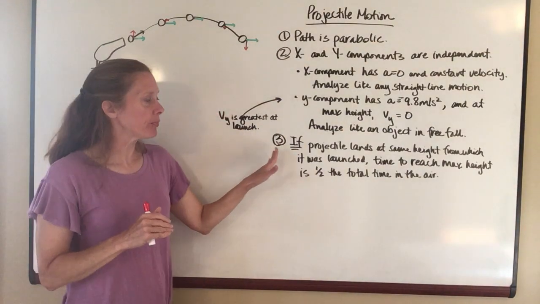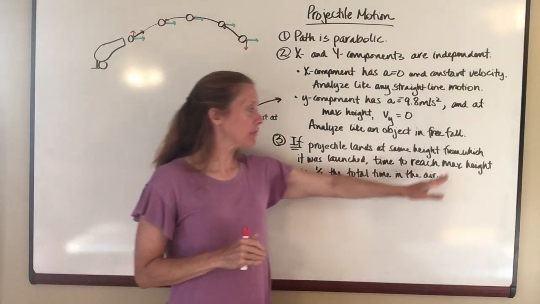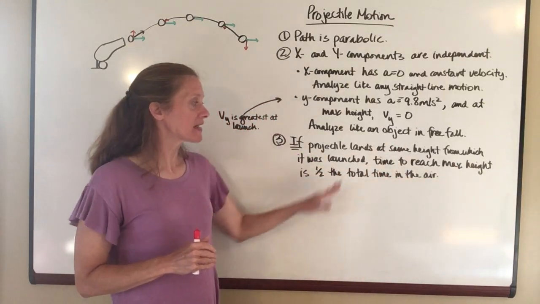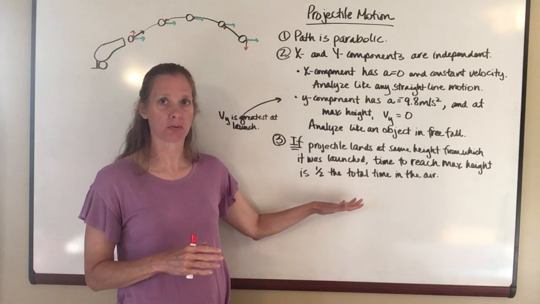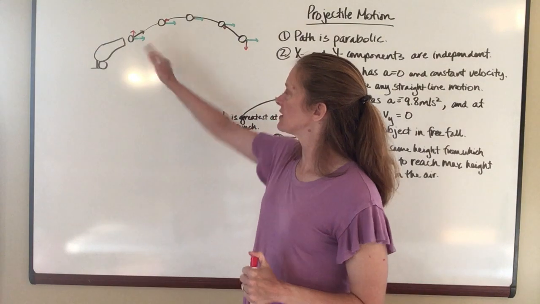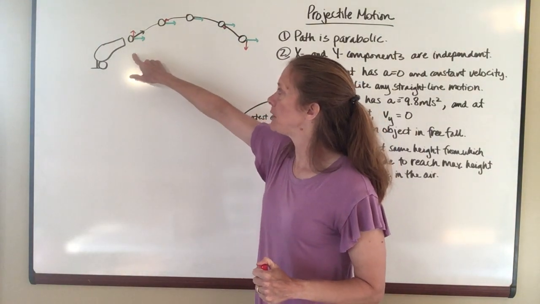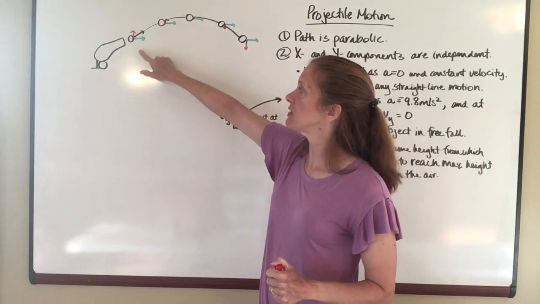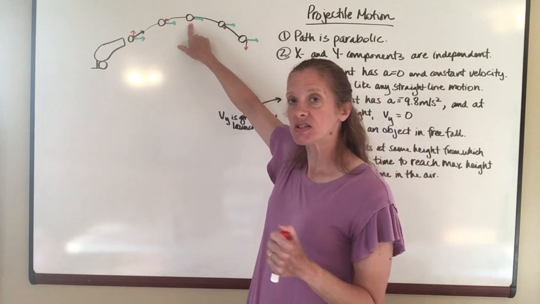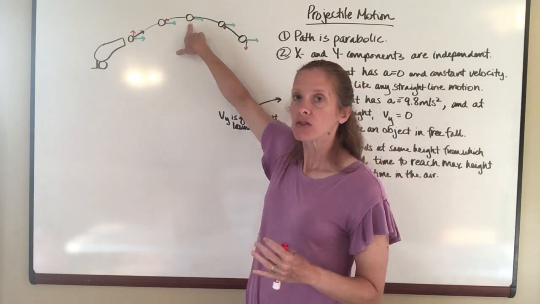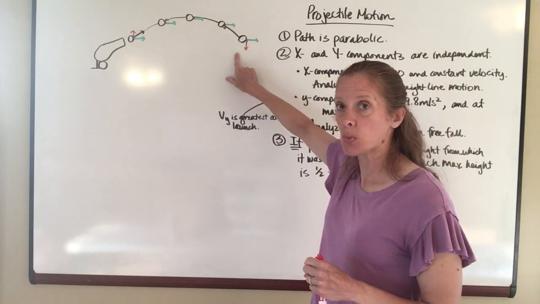So if the projectile lands at the same height from which it was launched, the time to reach the maximum height is half the total time in the air. And we talked about this before when we talked about free fall, because we said the acceleration here is going to be constantly causing the velocity to go down. And because the acceleration is constant, it's at the same rate, the velocity is going to change at the same rate in the second half of the path as well.